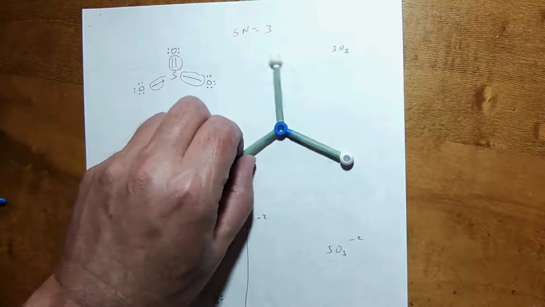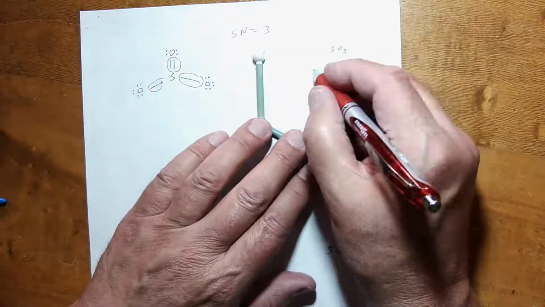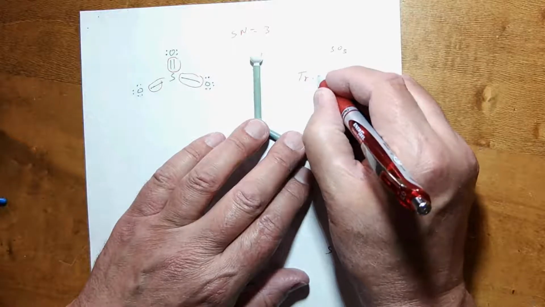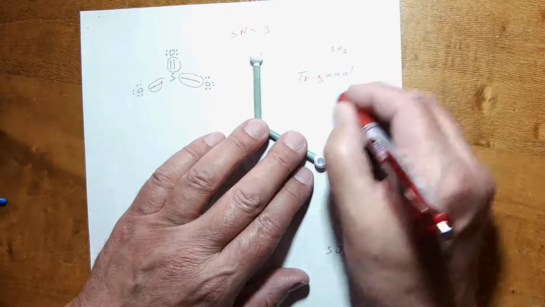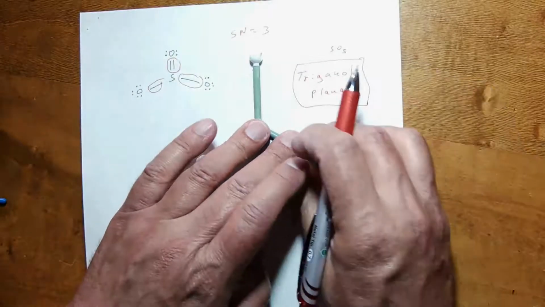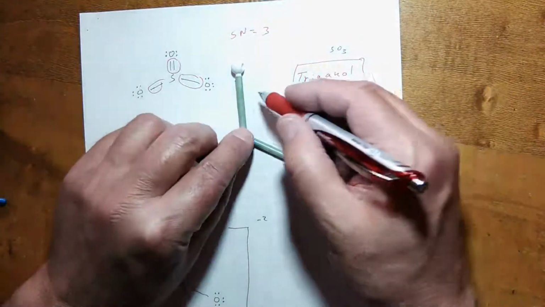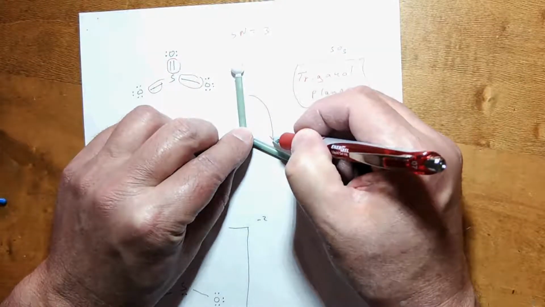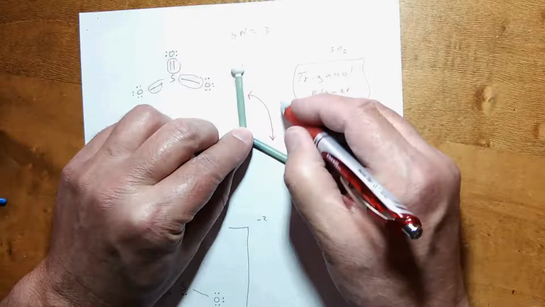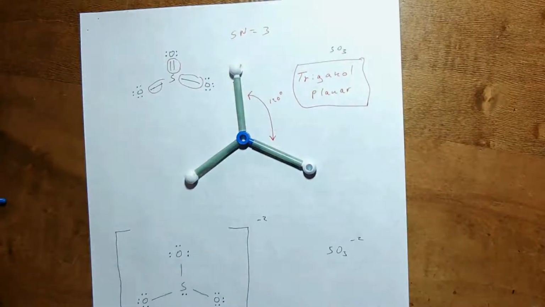How do you describe that shape? He's flat. He's shaped like a triangle. That is trigonal planar. So you would describe this molecule as being trigonal planar. Nice and flat. And the bond angle here, because it's so symmetrical, is going to be a nice perfect 120-degree bond angle. So that's my sulfur trioxide.